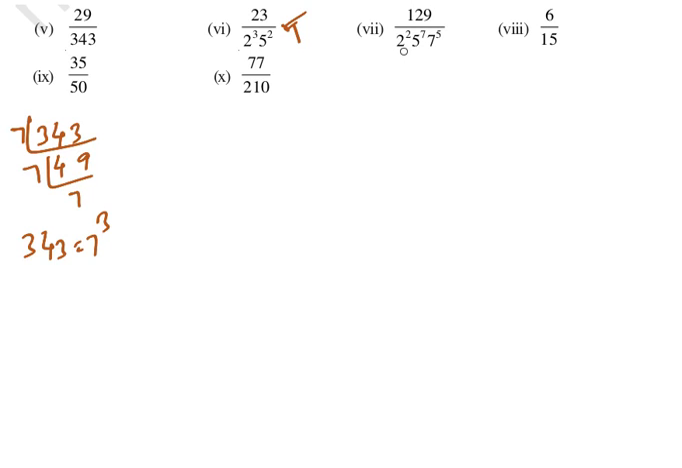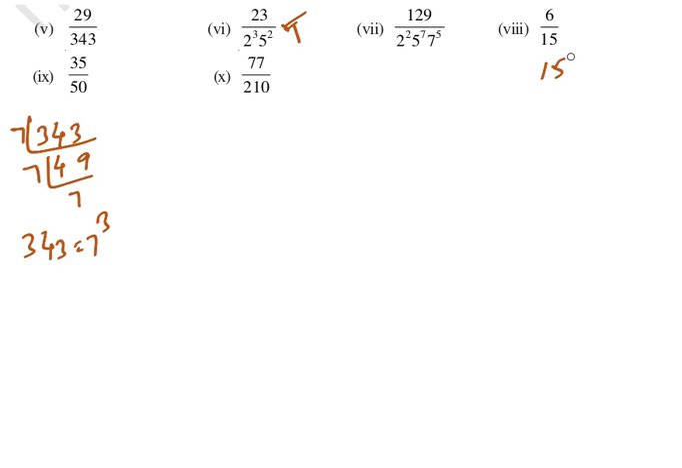In this sum, we have powers of 2, powers of 5, along with that 7 also coming. So we should have only the denominator 2 and 5, so that it is having 7 to the power 5. So definitely we will get a repeating pattern of decimal expansion if we divide this 129 by the product of this number. Next, 6 by 15.